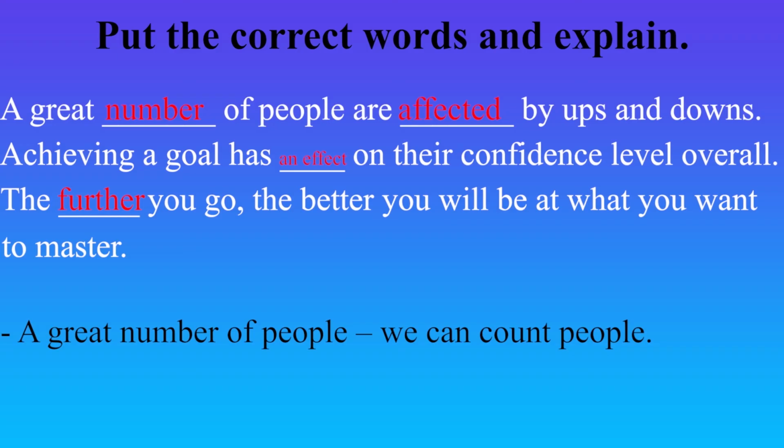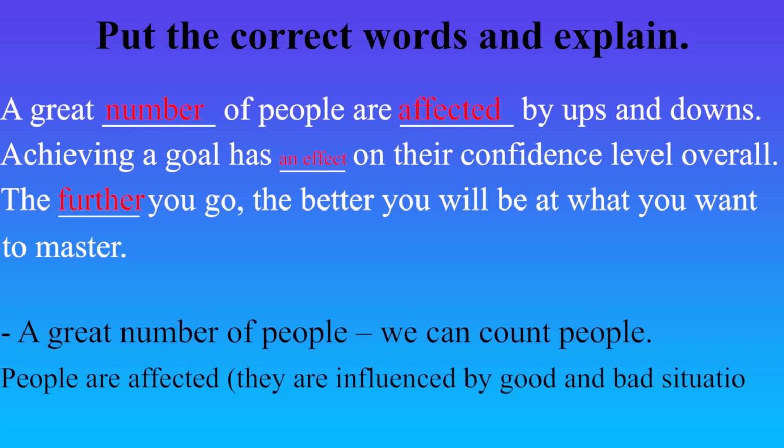The next is, people are affected. They are influenced by good and bad situations in their lives. Situations affect people. Achieving a goal has an effect on their confidence overall. If a person achieves a goal, there's gonna be a reaction. The result is the effect that the person has.